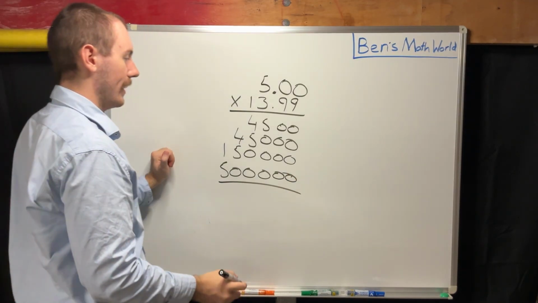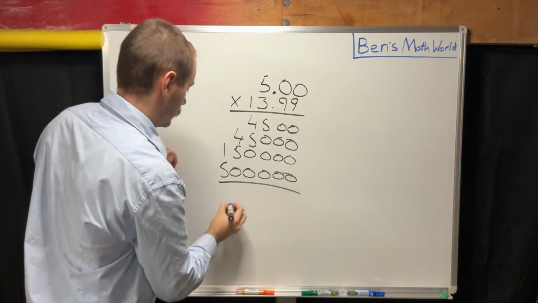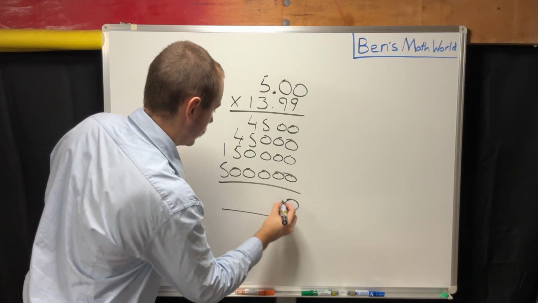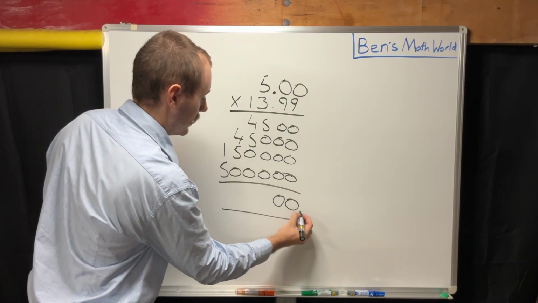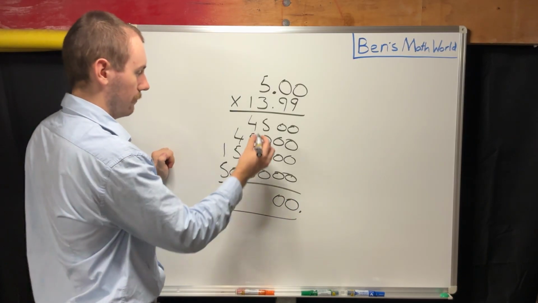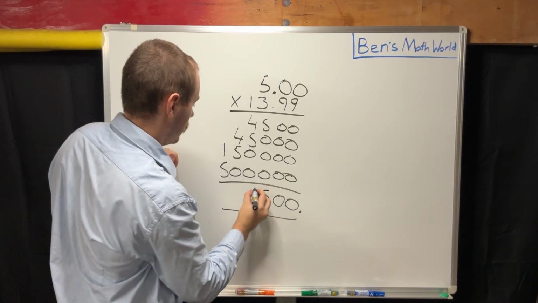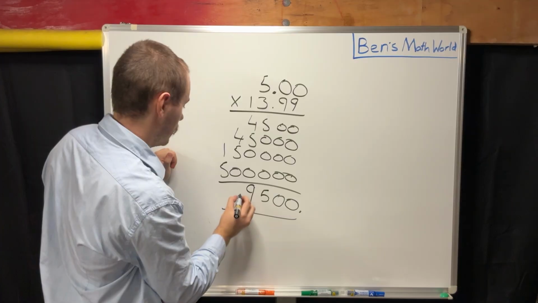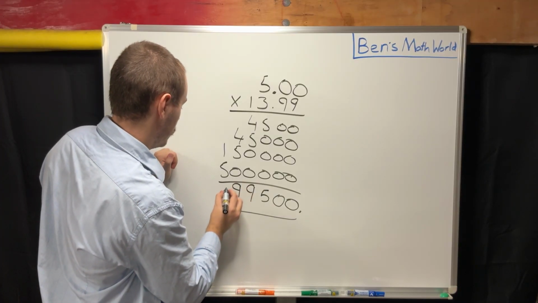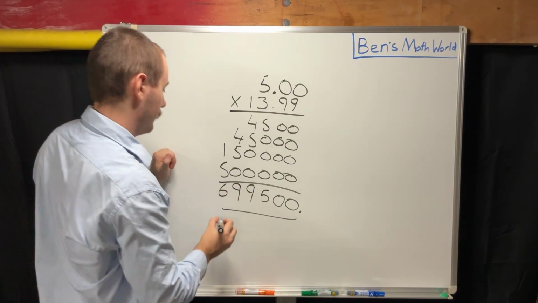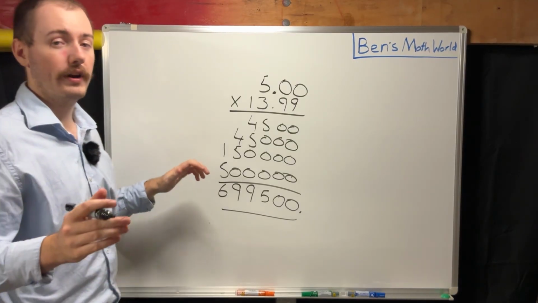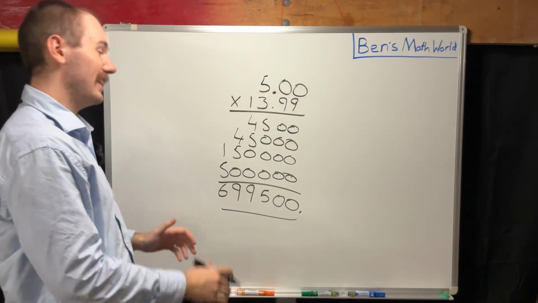Now, let's add that up. All these are zeros, so we're not going to get anything down there, but we still have to write the zeros because remember, our invisible decimal comes after them. This is going to be 500, 9,000, 90,000, and 600,000.